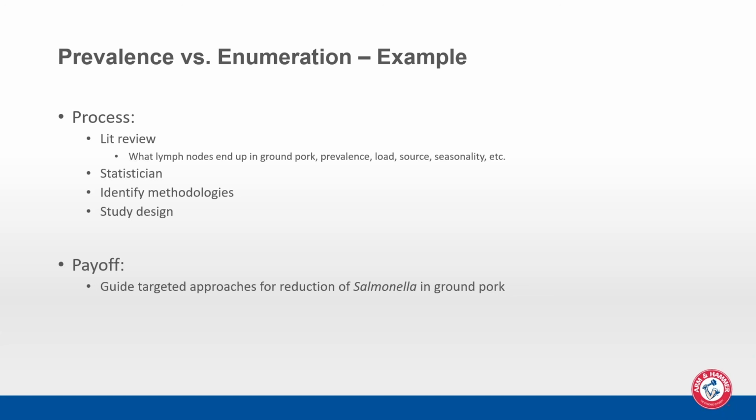And then what would enumeration tell you? What's the magnitude of Salmonella in those lymph nodes? Is it a high load? Is it 10 to the 4? Is it 10 to the 3? Is it 10 to the 2? That's going to help impact maybe some targeted interventions out there.